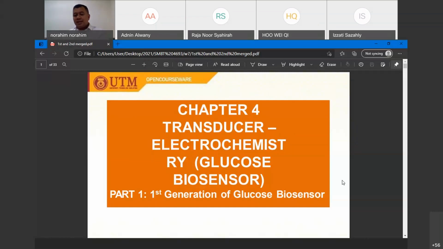So glucose biosensor ni untuk apa sebenarnya? If you can think of one of the applications of glucose biosensor. Any idea? The applications of glucose biosensor in daily lives. Any idea, guys? To check the blood sugar level. Okay. So kenapa? Why should we monitor them? Diabetic patients. For diabetic. I see.